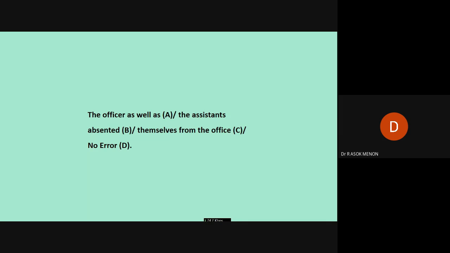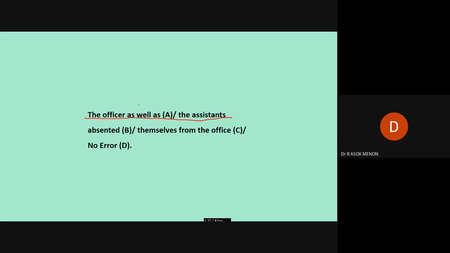Absconded? No, Vinod Dev is good. That's a hilarious thing. It is not absconded. It is absented. To be absent from, that is correct. But the grammatical problem here is, listen to me well, then only you will clearly understand it. The officer as well as the assistants.